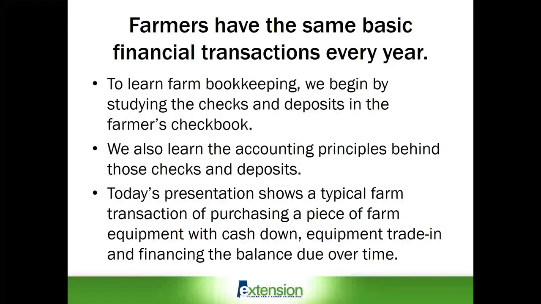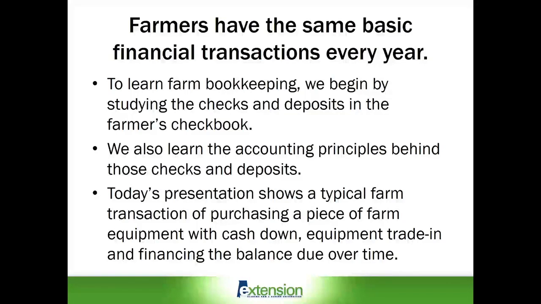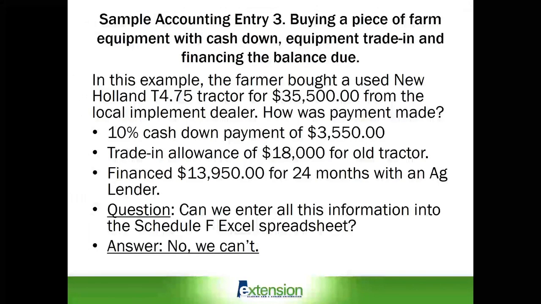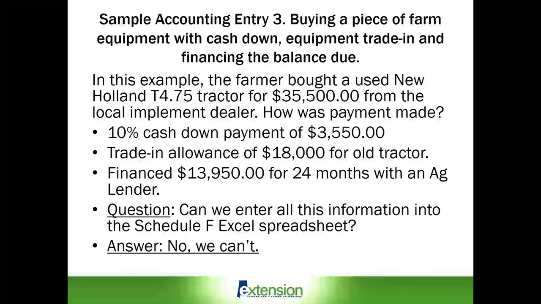Farmers, like any other small business, have the same basic financial transactions every year, so we study typical checks and deposits. We also learn the accounting principles behind these checks and deposits. Today's presentation shows a typical farm transaction of purchasing a piece of farm equipment with cash down, equipment trade-in, and financing the balance due over time. Now let's review sample accounting entry 3. Buying a piece of farm equipment with a cash down payment, equipment trade-in, and financing the balance due.